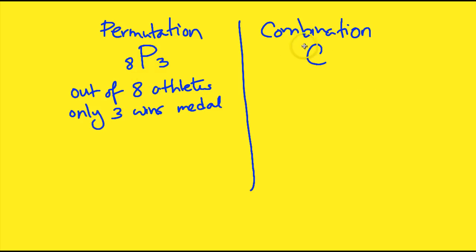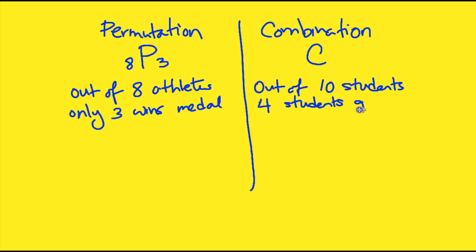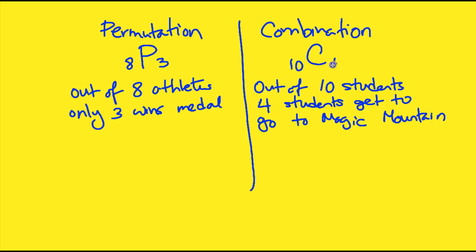Combination is like, for example, 3 people out of how many students? Out of, I don't know, let's pick something small, because if I say out of 36, that's a big number that we have to calculate. We'll say out of 10 students, 4 students get to go to Magic Mountain with Miss Choi. Okay, in this case, we'll use combination. So out of 10 students, only 4 can go.